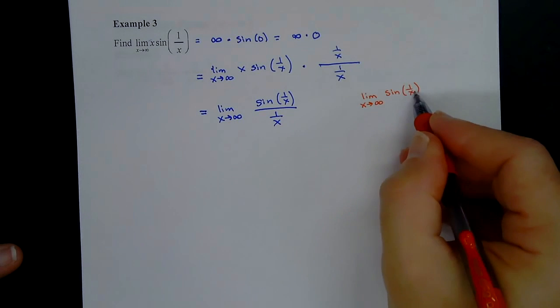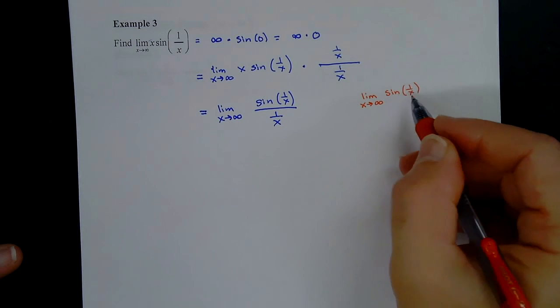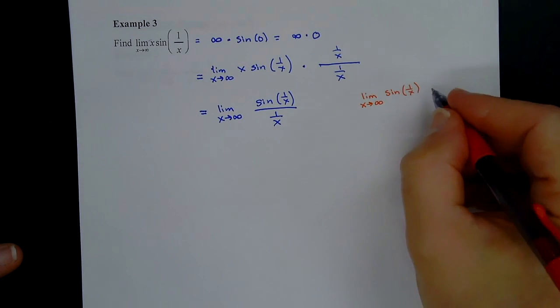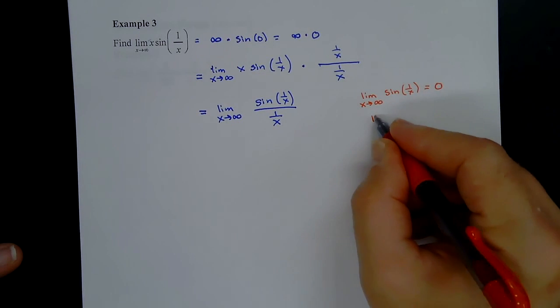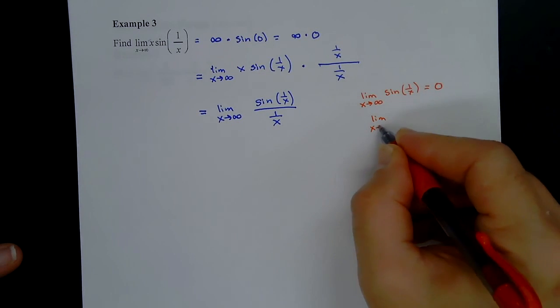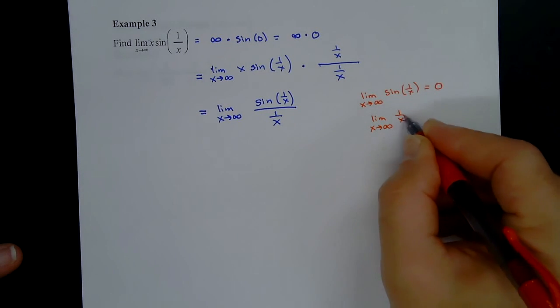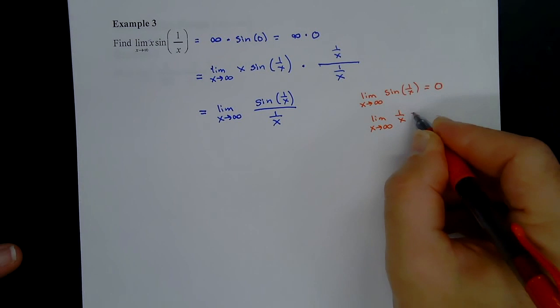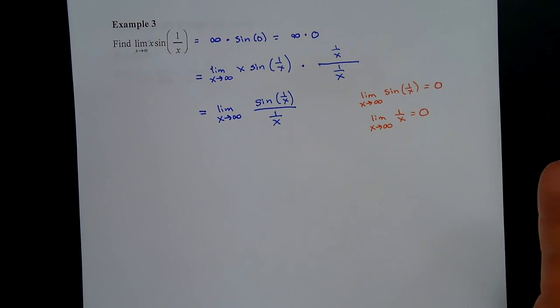Okay, as x gets really, really big, 1 over that becomes really, really close to 0. And as this gets closer to 0, the sine function gets closer and closer to 0. So this is equal to 0. And the limit as x approaches infinity of 1 over x, well, this is getting really, really big. So this is getting really, really close to 0 also. Okay, so we have 0 over 0, right?